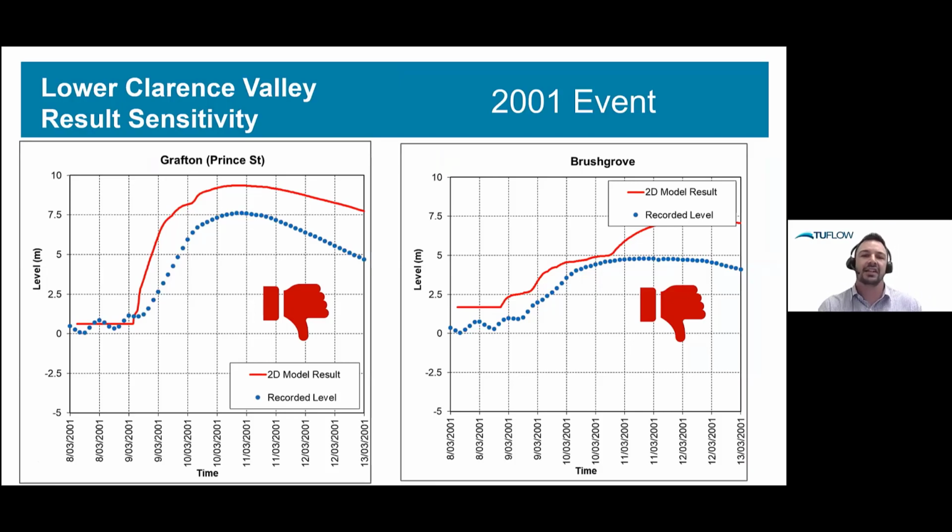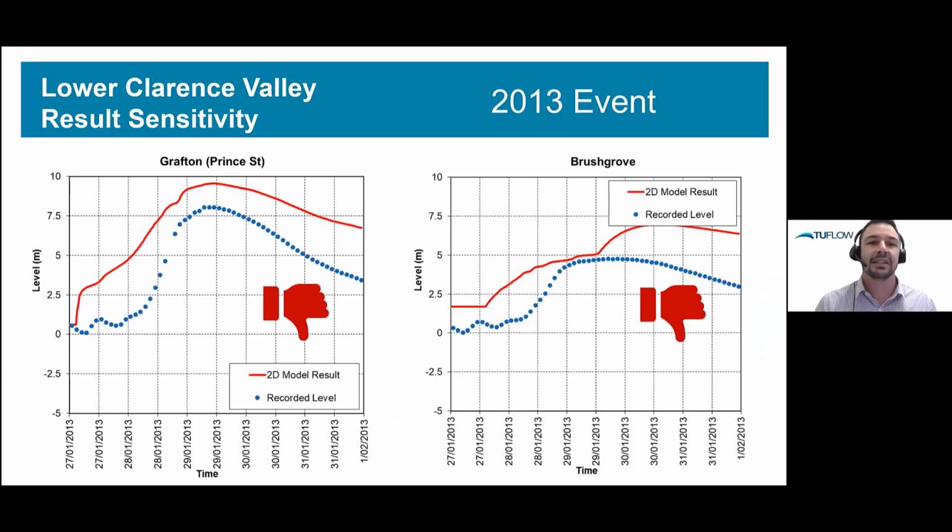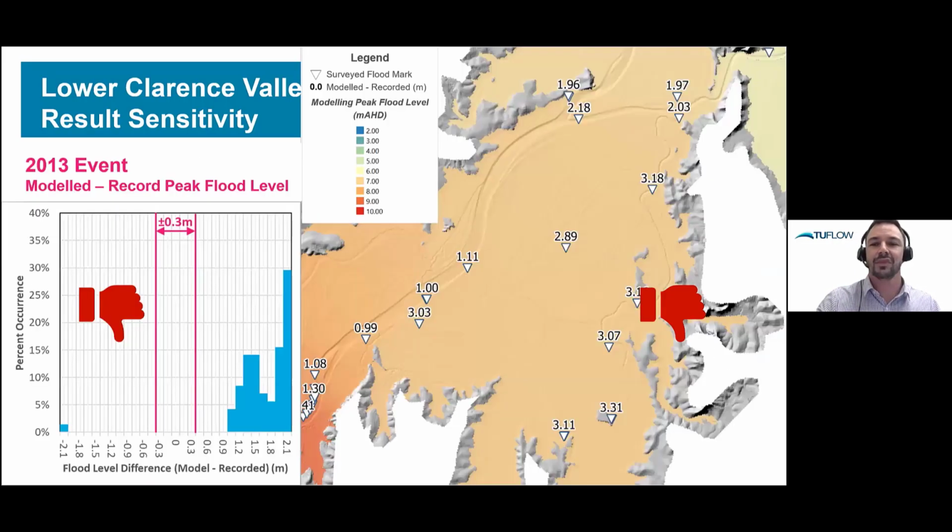When we dropped in the LiDAR data and tried to recalibrate to the 2001 event and the other 8, this is the sort of result we got. The recorded level is the blue dots, the model result is in red. That's 2001. There's our peak flood levels. We're about 2.5 to 3 meters too high there. That's the 2000 event. It's exhibiting a similar trend to the 2001 event, and that's telling us something. The order of the discrepancy is pretty similar, 2 to 3 meters. Horrible result.